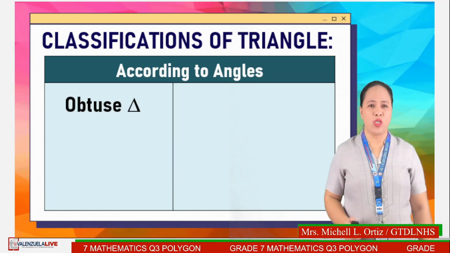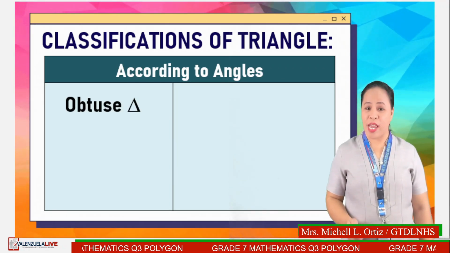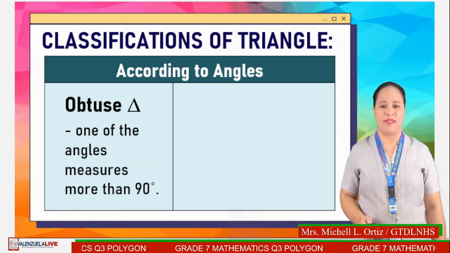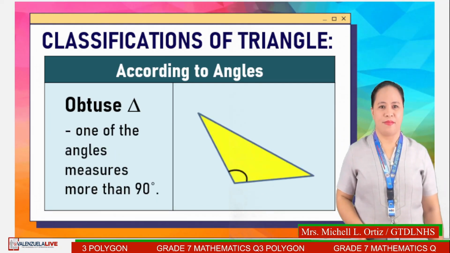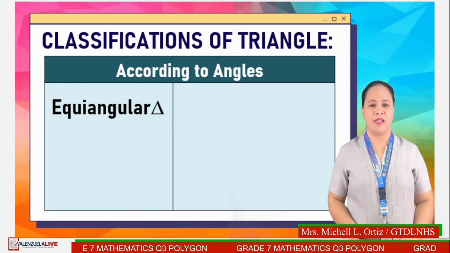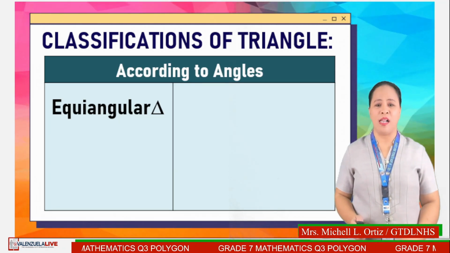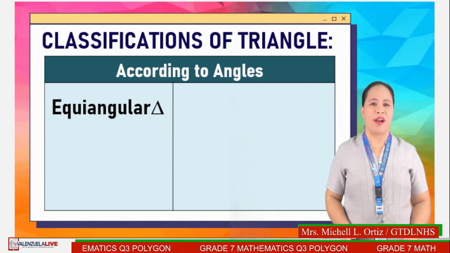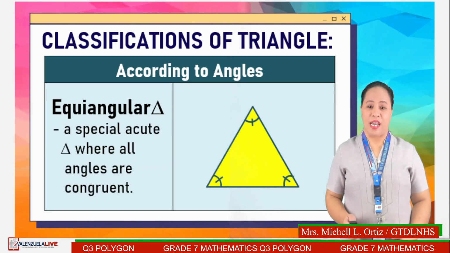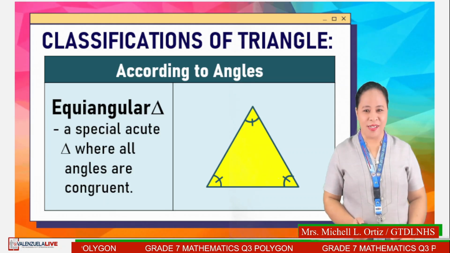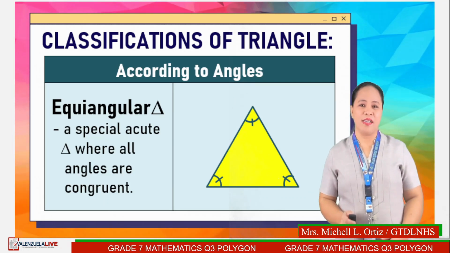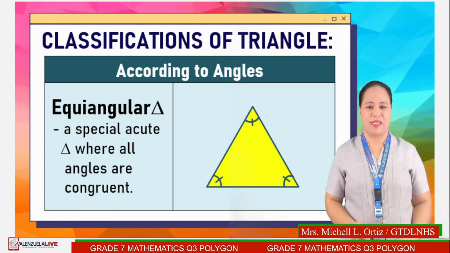Third is the obtuse triangle. Triangle in which one of the angles measures more than 90 degrees. Lastly is the equiangular triangle. Special acute triangle where all angles are congruent. Can you guess the measure of each angle? Very good. Each angle measures 60 degrees.